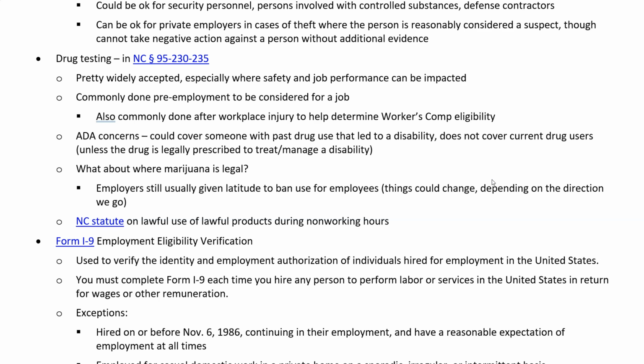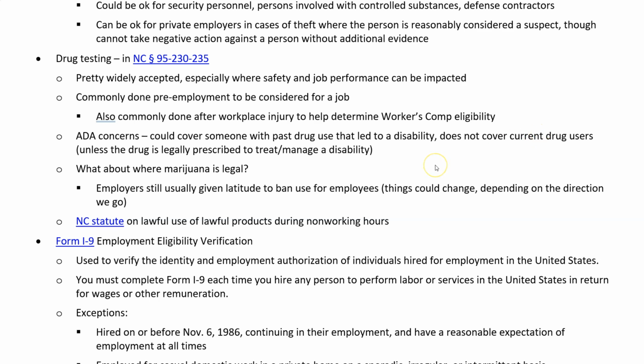Another type of testing, it's not really testing as much as it is just verification of eligibility to work in the United States. This is the Form I-9. If you've applied for a job and gone through hiring, you've had to fill out one of these forms at some point, even if it's just digital. But it's used to verify the identity and employment authorization of a person hired for employment in the U.S. So you have to complete this form as a company each time you hire a person to perform labor or services in the United States in return for wages or other remuneration.